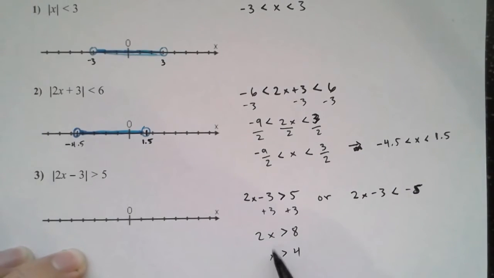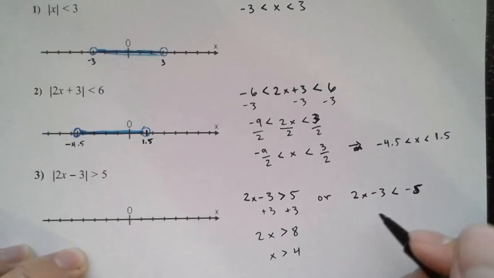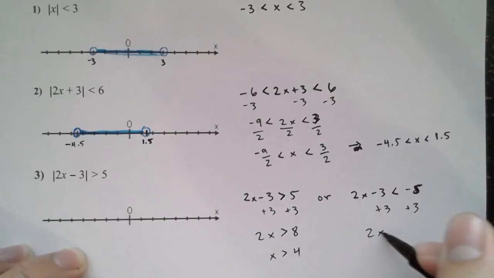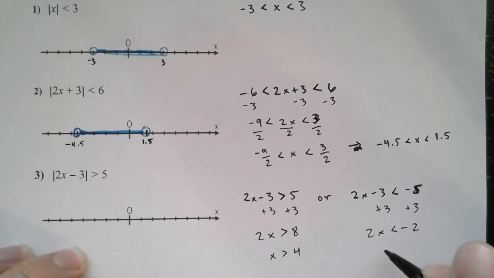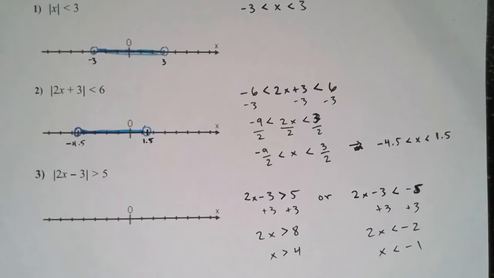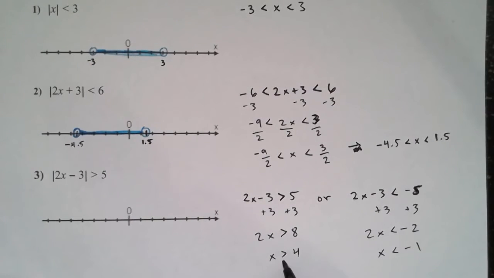And I don't flip the sign because I didn't divide by a negative. Here I add 3 to both sides, and I get 2x is less than negative 2. And then I divide by positive 2, so I don't change the sign, so x is less than negative 1. So this case is a little different, right? So I have x greater than 4.